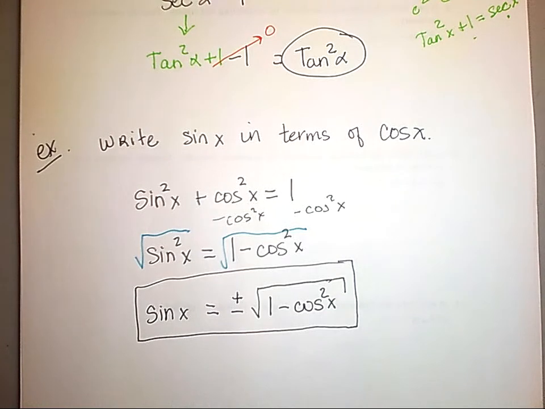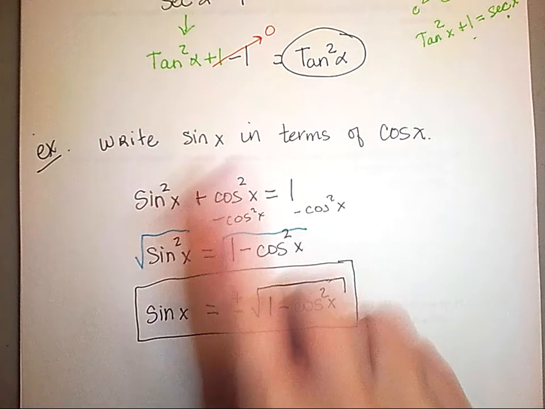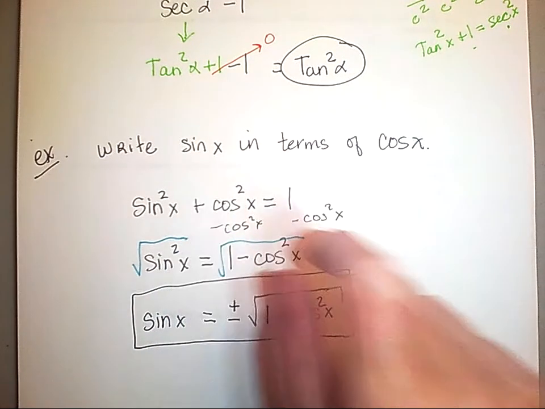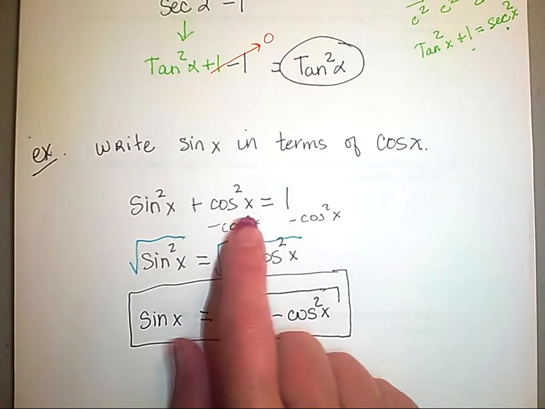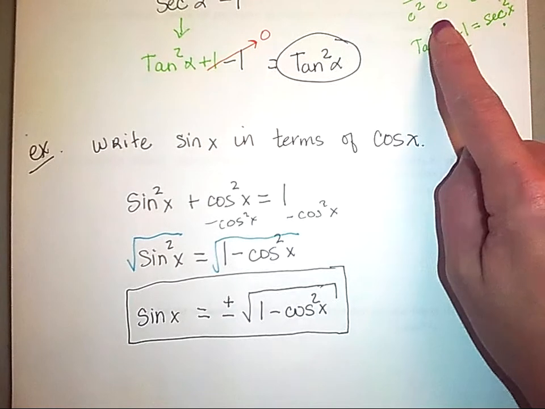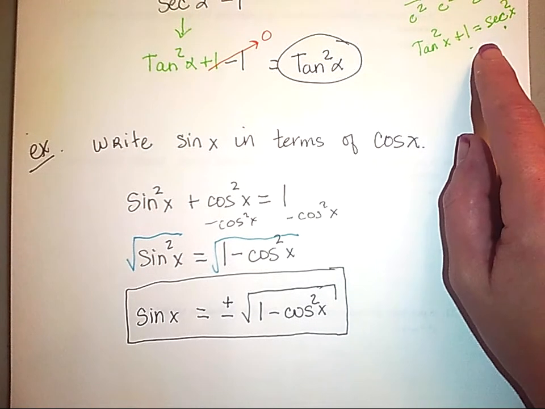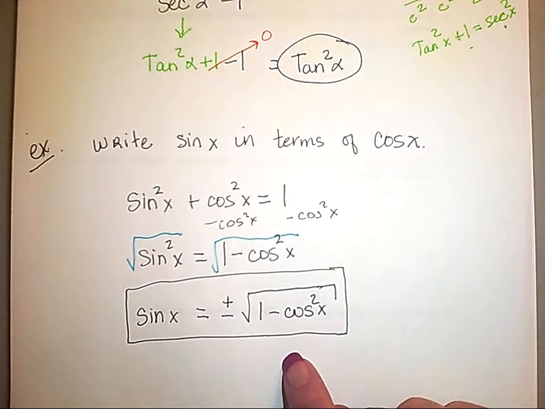So there's a couple in your homework that are like this, where they give you just a sine or a cosine or a secant and a cosecant, etc. So you'll want to start with this identity, maybe manipulate it to something like this, okay, and then solve.